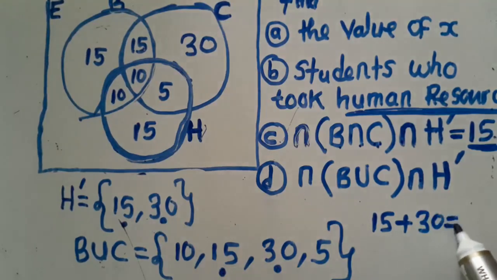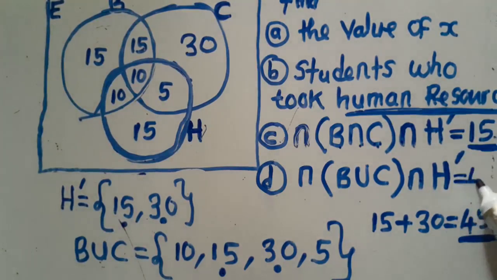So, if I add, what am I getting? I'm getting 45. So, the answer is 45. So, even here, this is equal to 45. This is my answer. This is the easiest way that you need to understand. Like this, you've answered these questions.